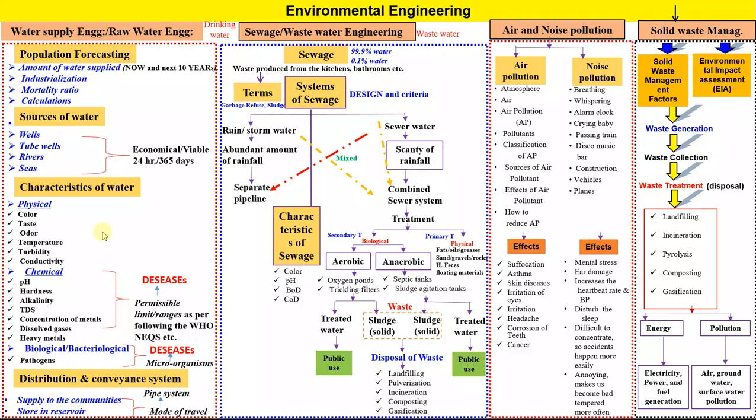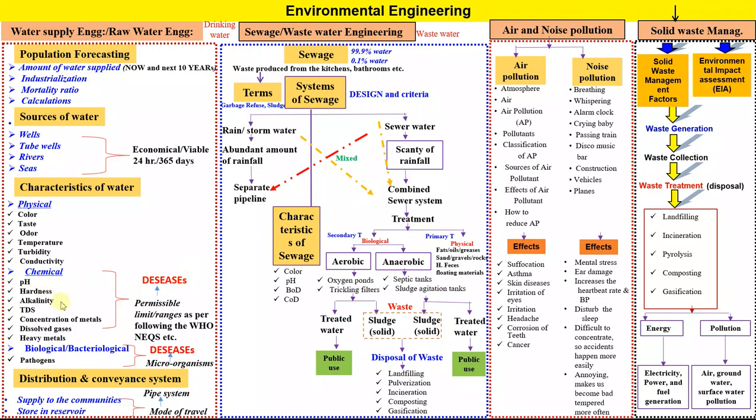The next is characteristics of water. Then we will read the physical, chemical and biological properties or characteristics of water. In physical, we will read color, taste, odor or smell, temperature, turbidity and conductivity. And in chemical properties, we will have pH, the power of hydrogen, hardness, alkalinity, TDS, concentration of metals, dissolved gases, and heavy metals.